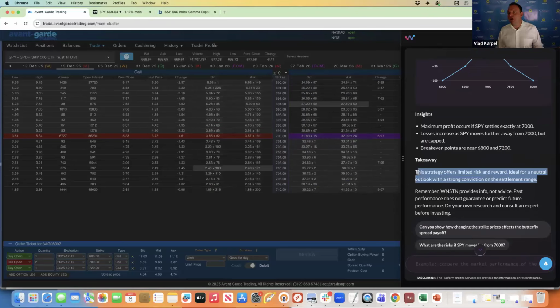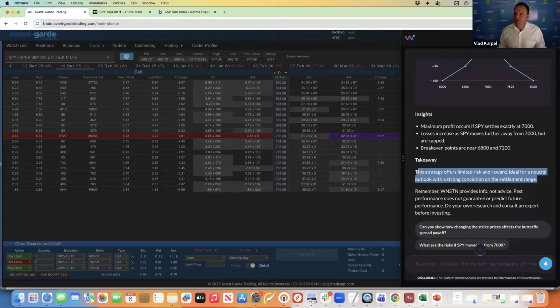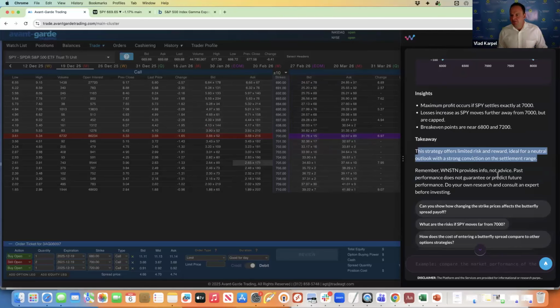But it can also be directional, right? If I think it's going to go to 7,000, I choose 7,000. If I think it's going to go to 6,500, I choose 6,500. If I think it just stays where it is, 6,800, then I select 6,800. And remember, Winston provides info, not advice.